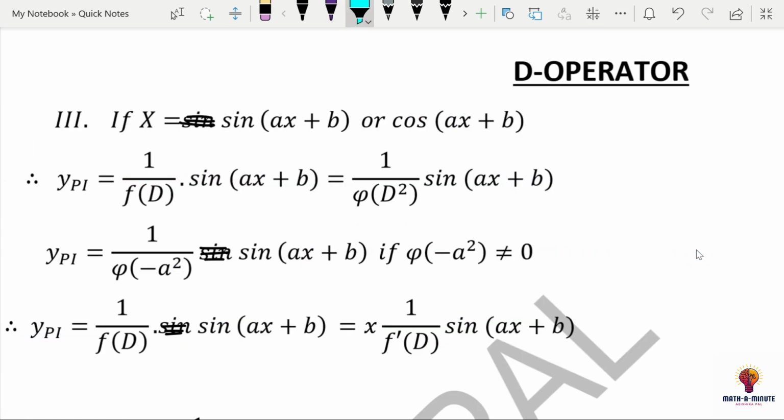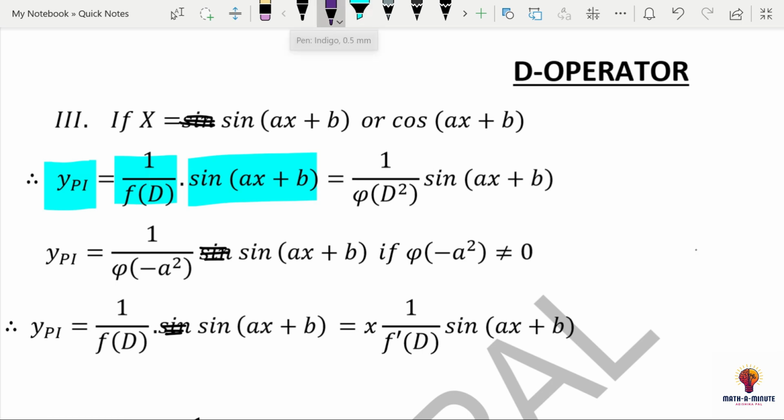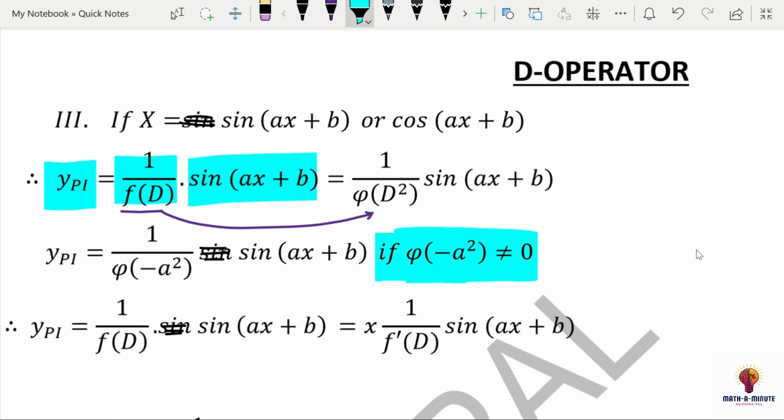If the right hand side is purely a trigonometric function of sin ax or cos ax, how do we find the particular integral? The particular integral will be 1/f(D) sin(ax plus b). Here, anyhow, we have to make this D operator a function of D square. And the particular integral will be 1/phi(minus a square), if this value is not equal to 0.